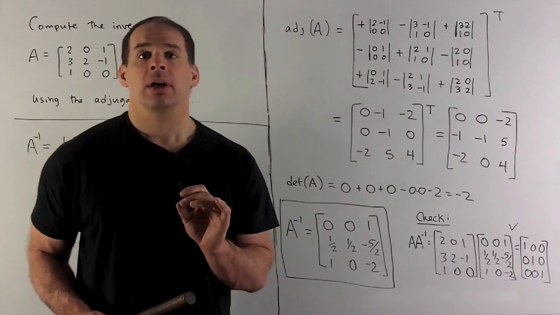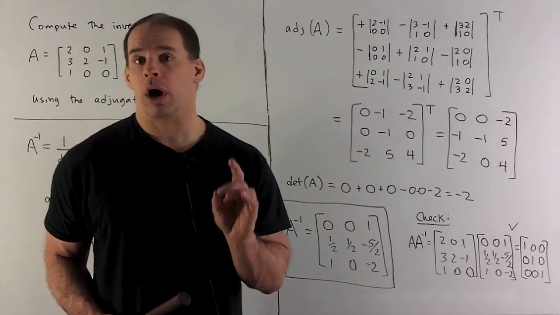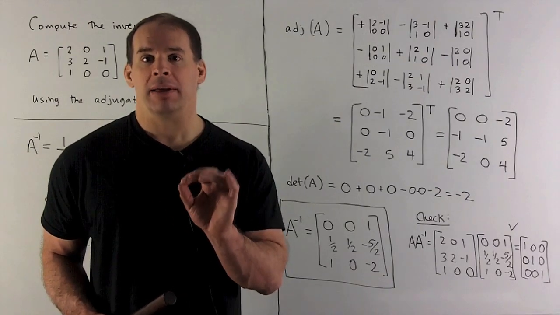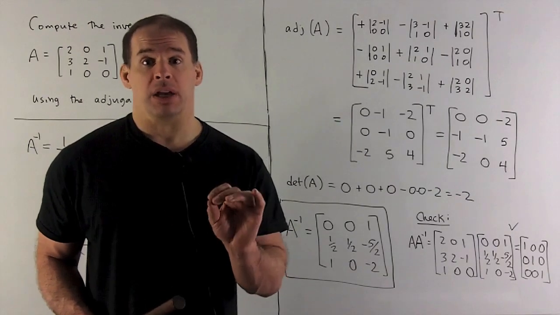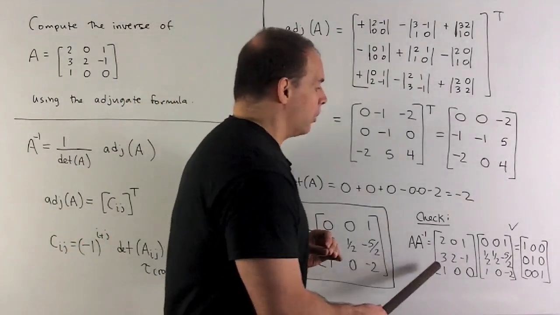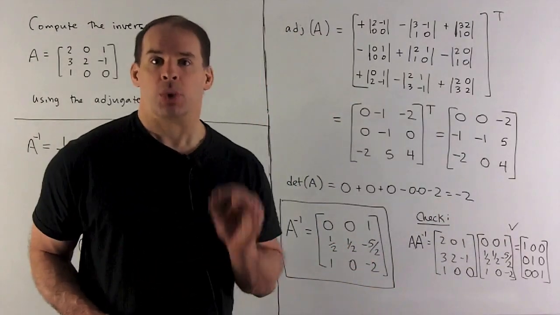Of course, we check our work. I take A times A inverse or A inverse times A. The defining property is that what comes out had better be the identity matrix. So if I take A times A inverse and crunch it out, you'll notice the identity matrix comes out, so our check works.